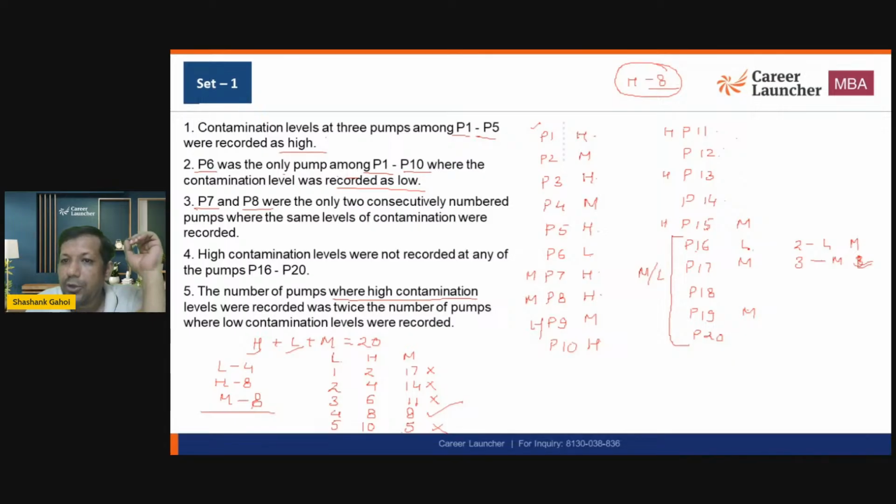It means 16 will be low, 18 will be low, 20 will be low. 1, 2, 3 lows are done, and the fourth low is this, so the lows are complete. Now no other low is possible. It means this should be medium, this should be medium, and this should be high, and this should be high. Again, I am getting the complete arrangement.